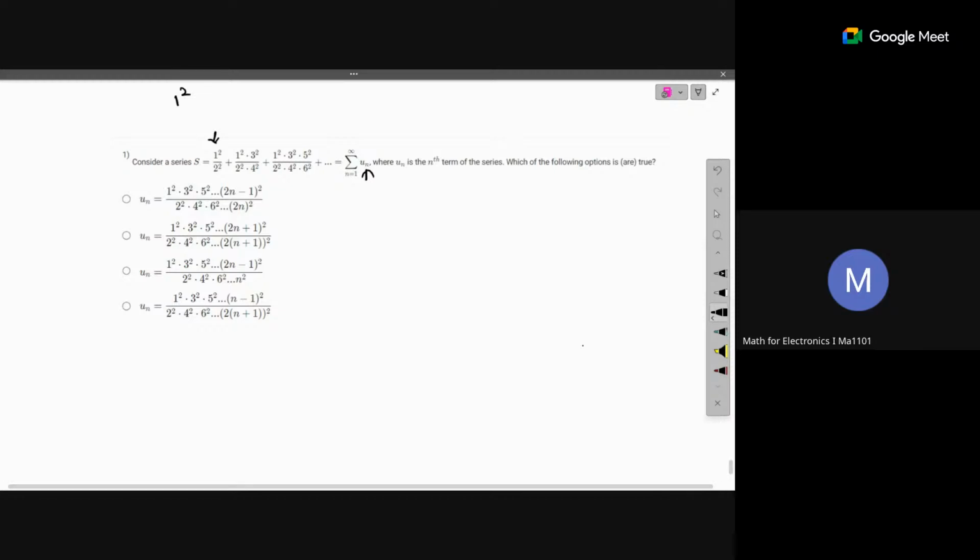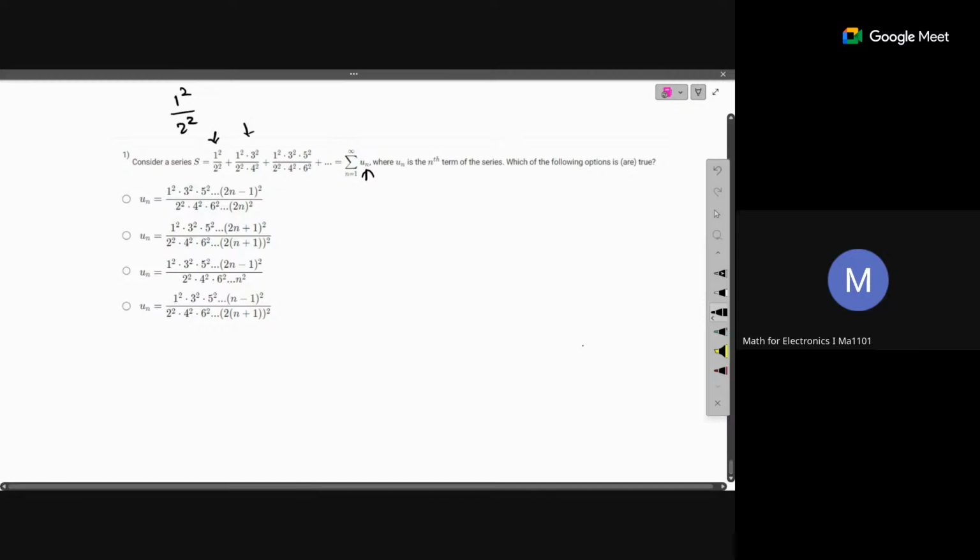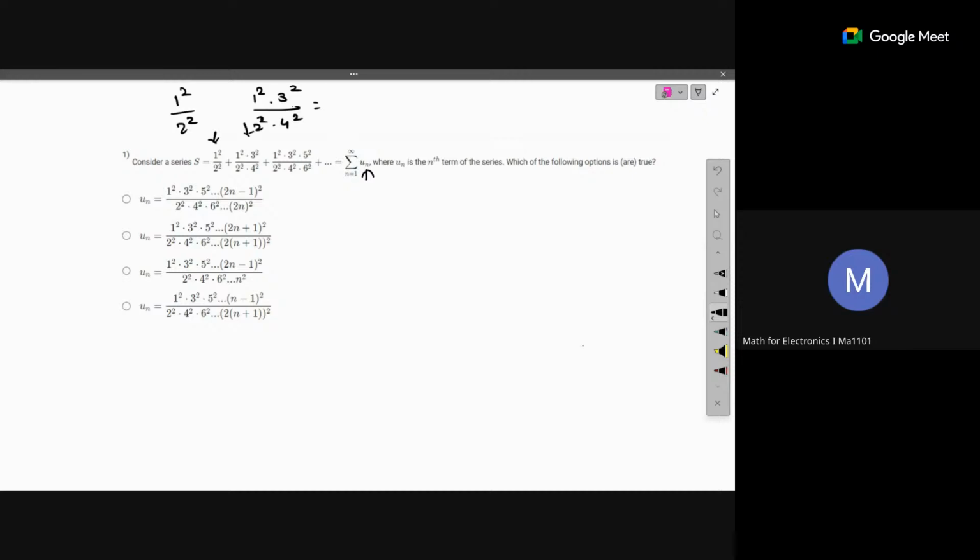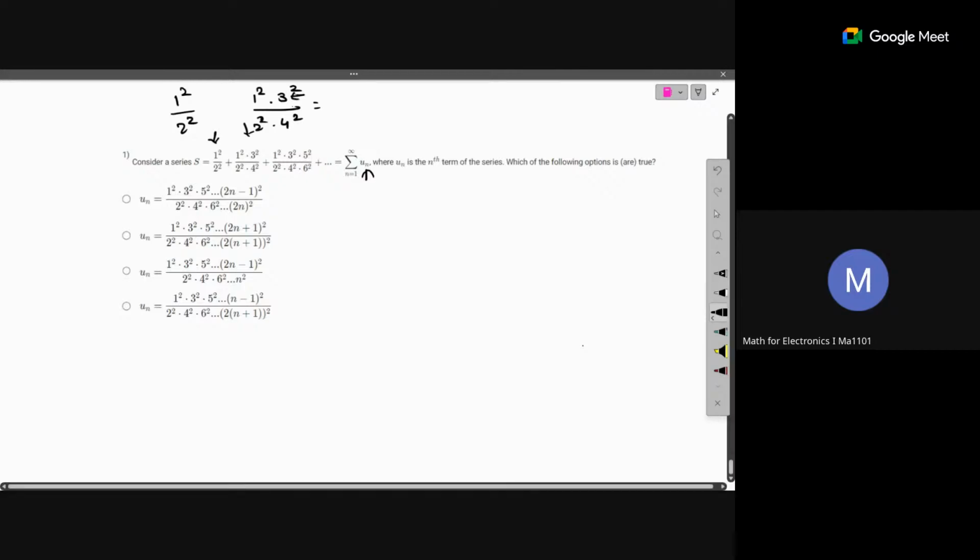The first term is 1 square upon 2 square, right? The second term is 1 square into 3 square upon 2 square into 4 square. So what is happening here? 3 can be written as 2 plus 1, the next odd number. Here 1 is there, 3 is there, then 1, 3, 5 is there. So it is coming to be the next odd number. You know that odd numbers can be written in the form of 2n minus 1.